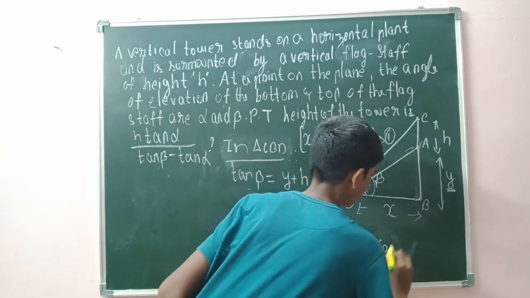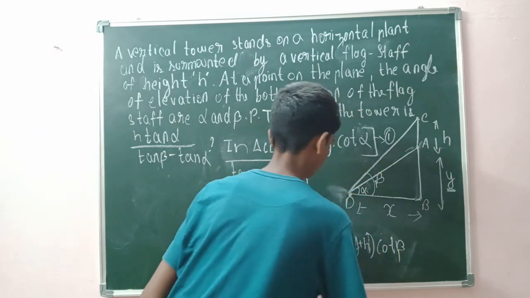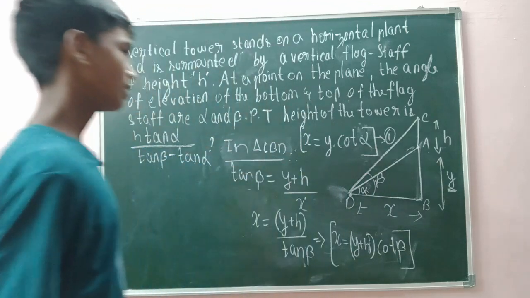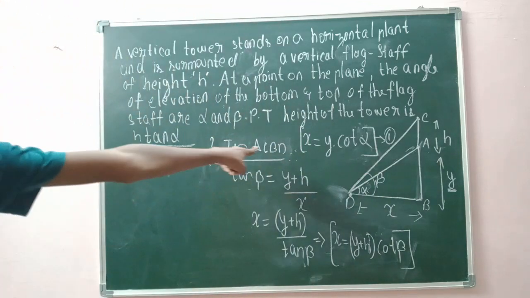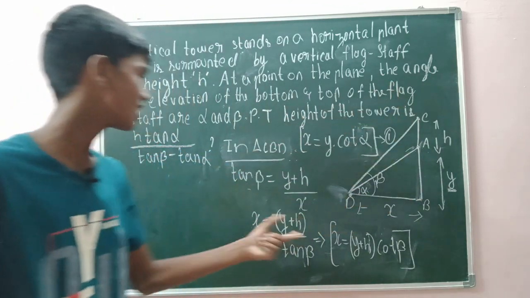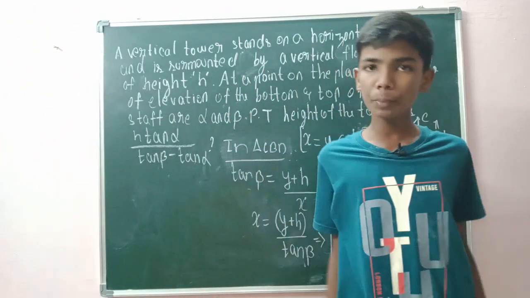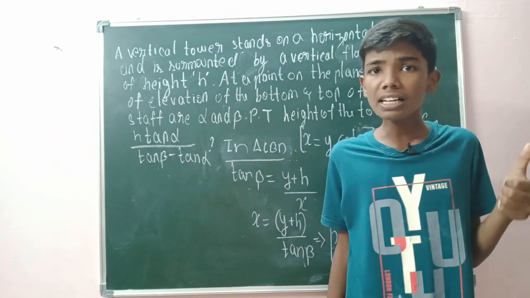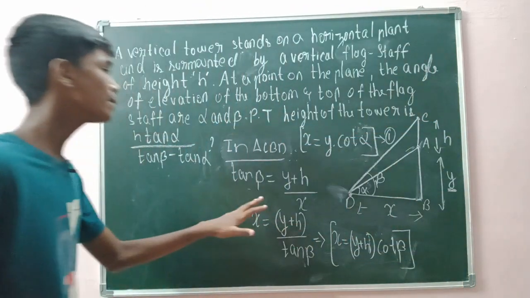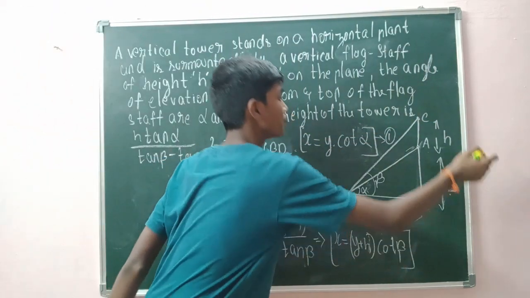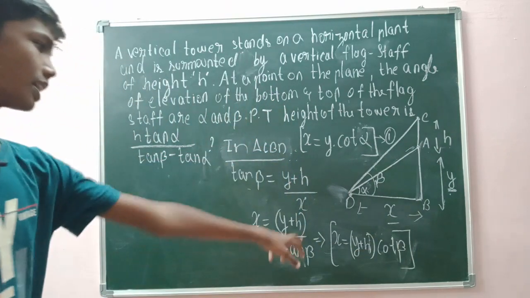Okay, that is what you should finally be getting. It's very simple. In triangle CBD, the bigger triangle, I am finding tan of beta. For the bigger triangle, the angle of elevation is beta. Correct or not? So tan of beta will be (y plus h) by x. That is what I am doing.